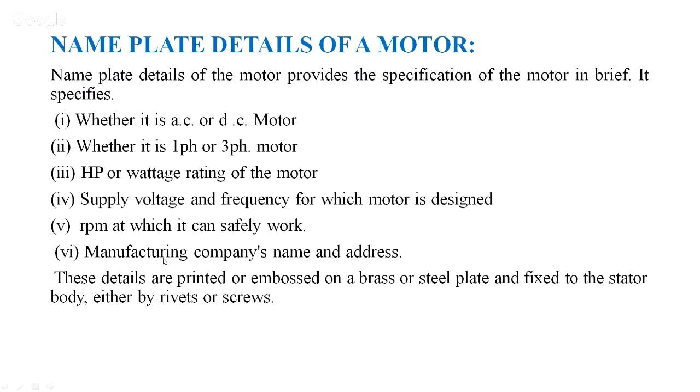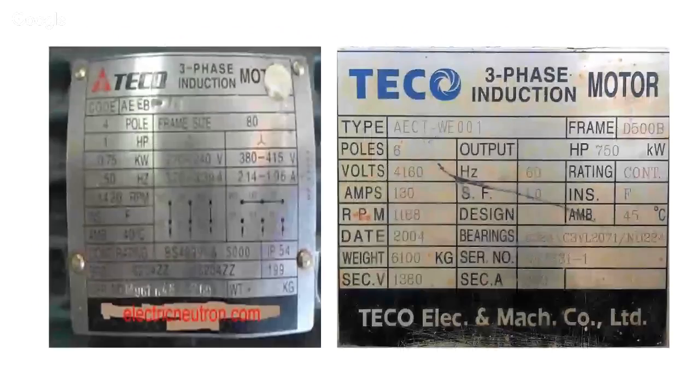And also manufacturing company's name and other details will be printed or embossed on the brass or the steel plate, and it is fixed to the stator body using rivets or screws. So in general, it's for us to make a selection of the motor by looking into the nameplate details of the motor. So you can observe the figure here. There is a nameplate detail here.